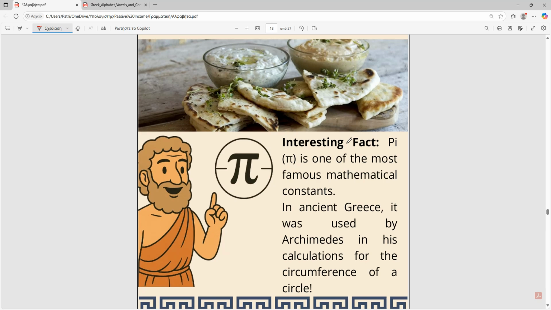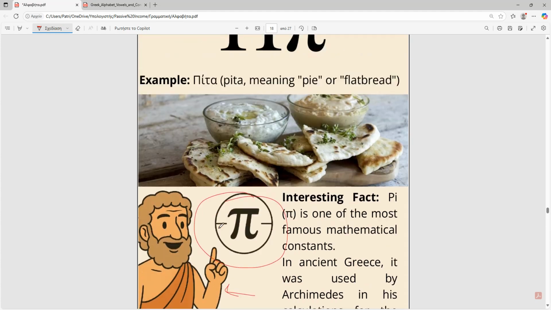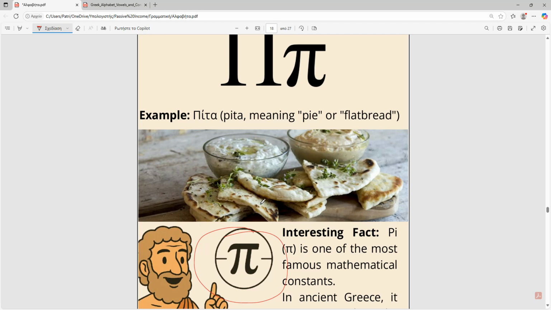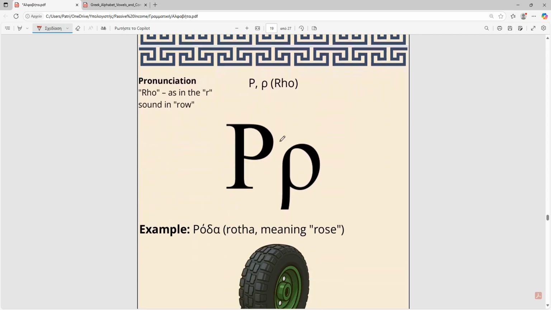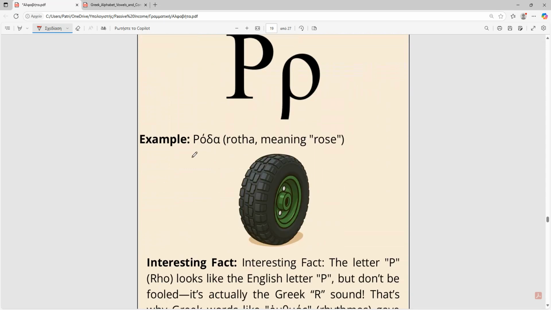In ancient Greece, it was used basically by Archimedes in his calculation for the circumference of a circle, as you can see here. And this is a funny pic of Archimedes. And this is pita. So yes, it is used for example when you go to order souvlaki. Basically, it's a pita with potatoes and pork. Okay, gyros.